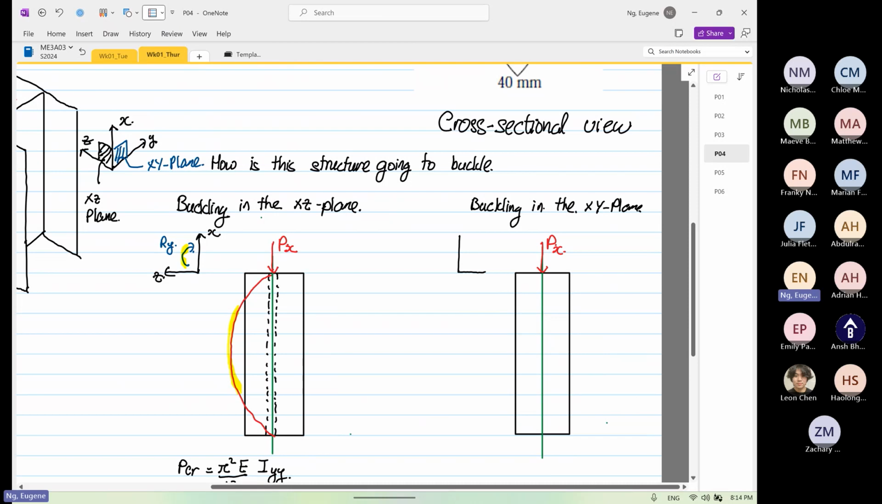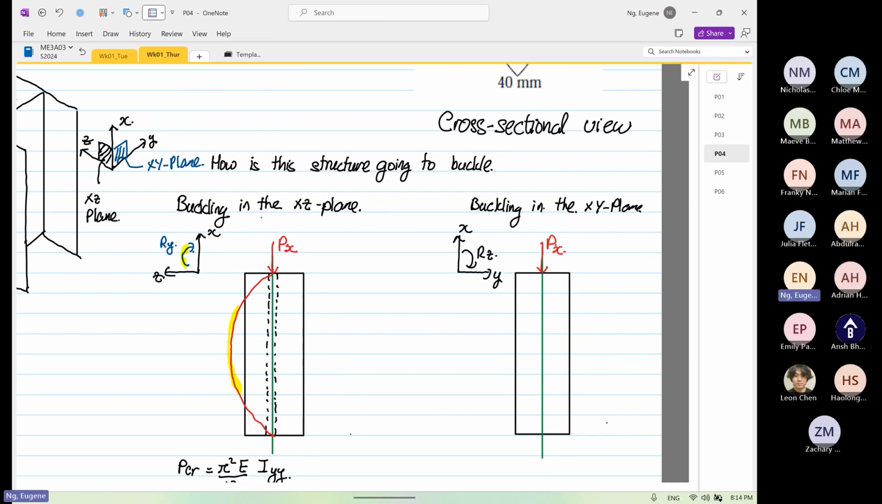Now we are looking at this is our Y, this is our X, and then we have rotation in the Z direction. So if we see how the structure will buckle now, the buckling orientation is this way. It can also be in the other orientation. Wait, let me tell you what the other is.